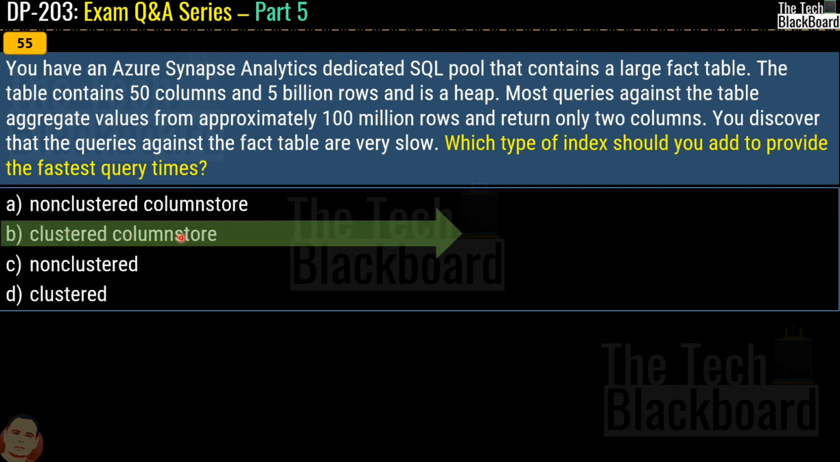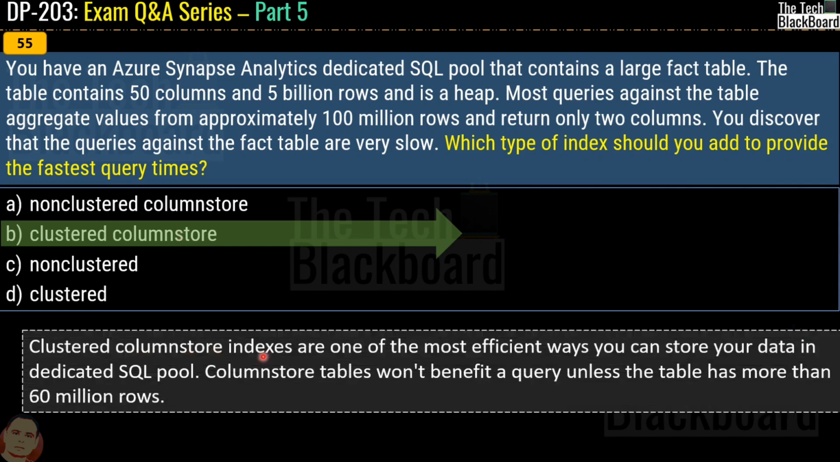So what is a clustered columnstore? Clustered columnstore indexes are one of the most efficient ways you can store your data in a dedicated SQL pool. Columnstore tables won't benefit a query unless the table has more than 60 million rows. And here, my friends, we can very well see that we already have 100 million rows. And that's why the clustered columnstore type of index fits this business case.